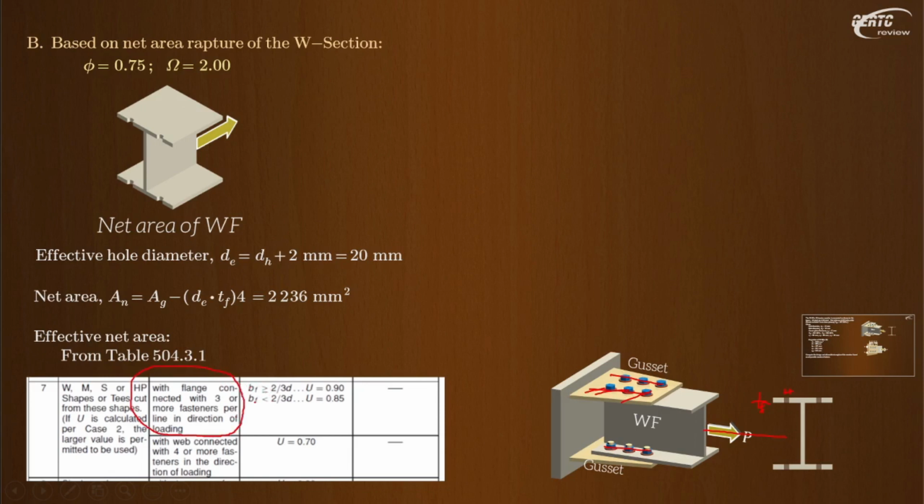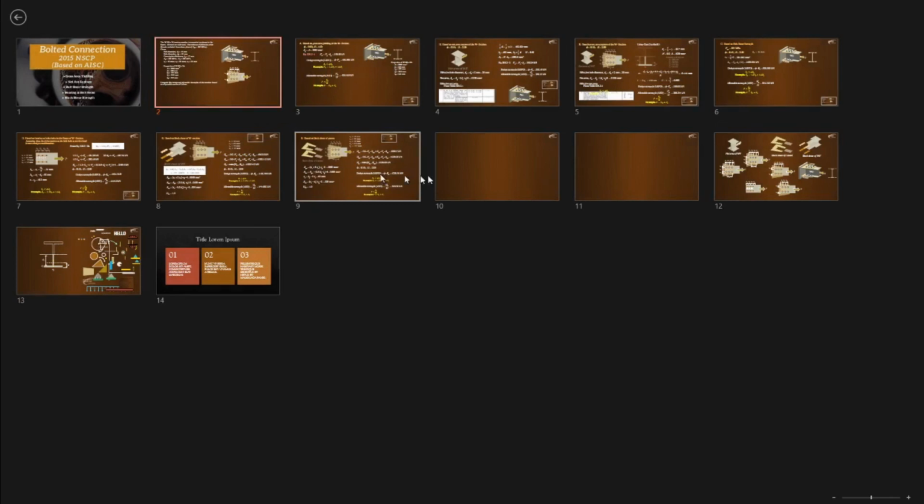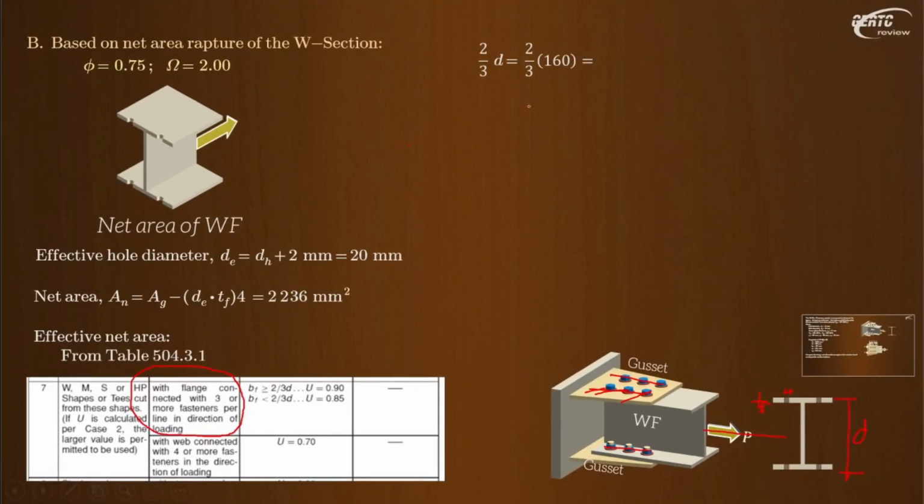All we need to evaluate is whether BF is greater than or less than 2/3 of D, where D is the depth of our wide flange. Okay, this is our D, and of course BF is the flange width. Our D is 160. That is given here in the properties. Our BF is 102 mm. 2/3 of 160 is 106.667. Our BF is 102, so our BF is less than 2/3 D, meaning we will use 0.85 as our shear lag factor.